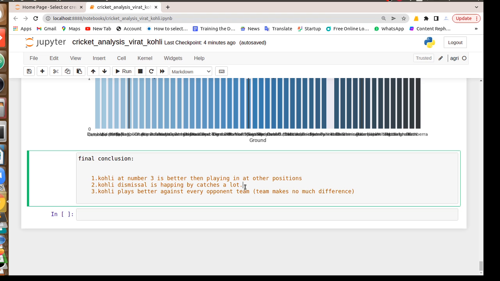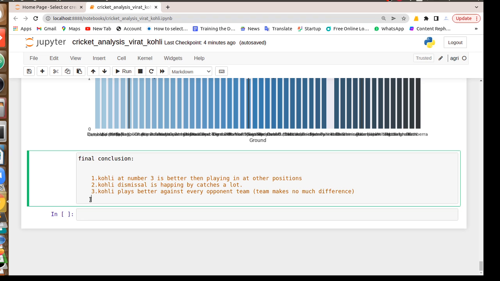We will analyze it using Python and see how we reached these conclusions. When it comes to teams, no team makes any difference for Kohli. He plays very well against all teams, maybe Australia, England, or others. These are the conclusions.